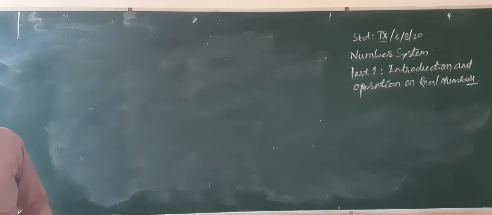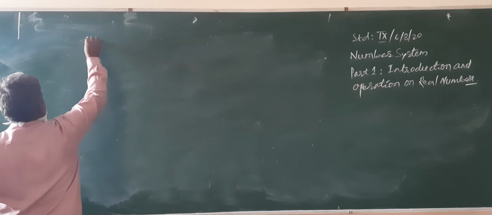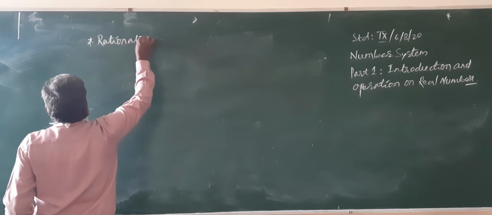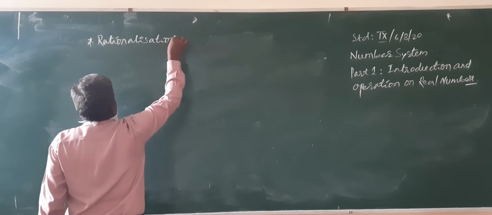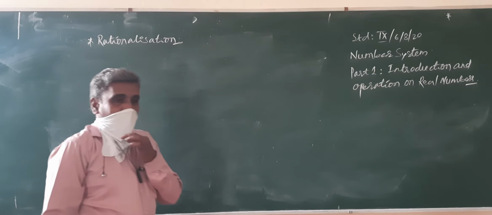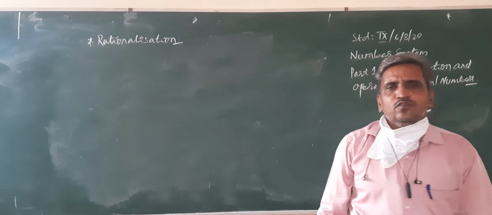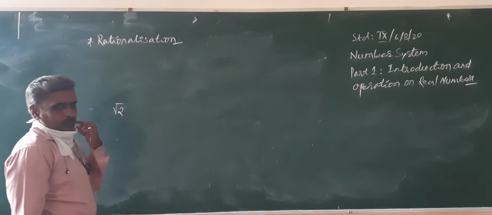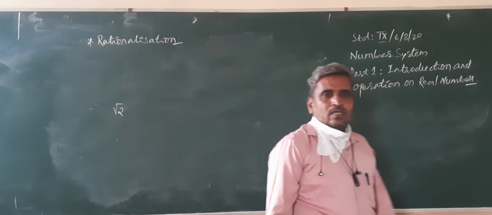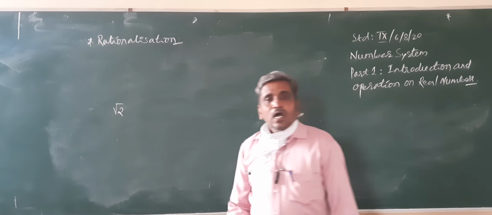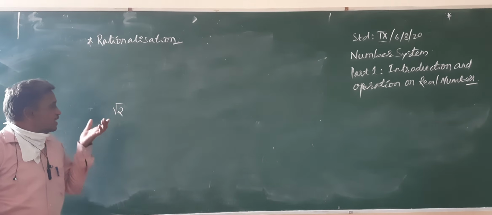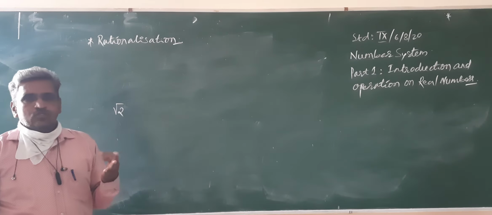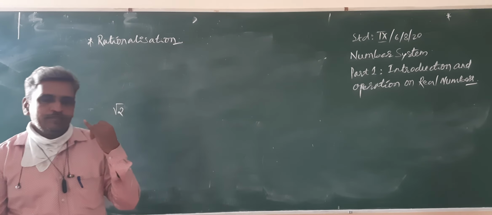So the next point is rationalization. What is meant by rationalization? Just for example, root 2 is an irrational number. How do you put that irrational number to a rational number? Whatever operations you can do: addition, subtraction, multiplication, division.